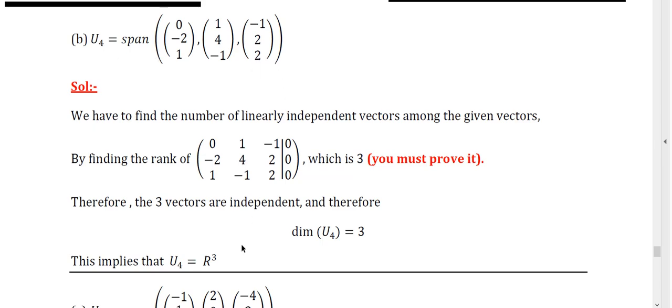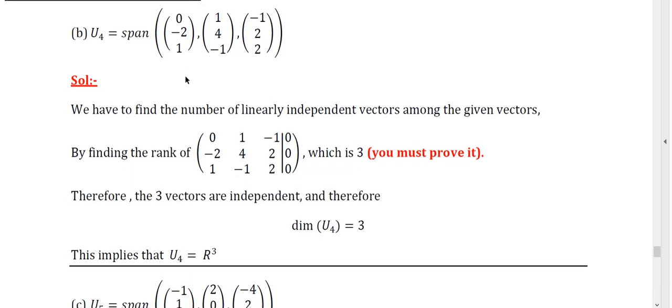Here the required is only the dimension. But if the dimension is equal to 3, it implies that U4 is R3, right? This implies that U4 is R3, because these act as a basis for U4, which is for 3-tuple vectors.